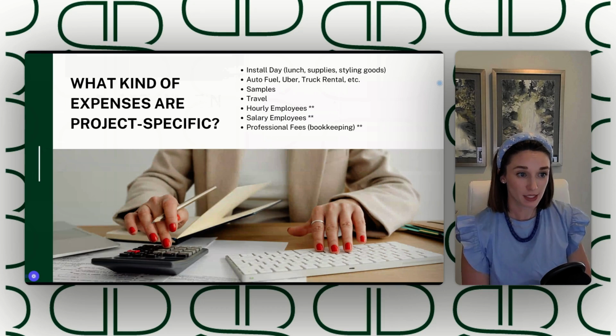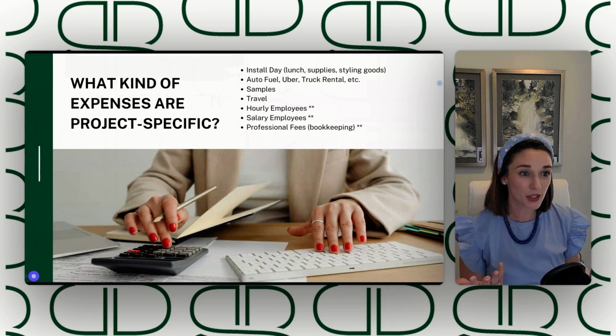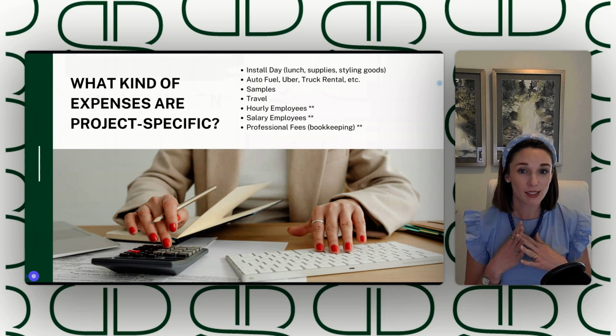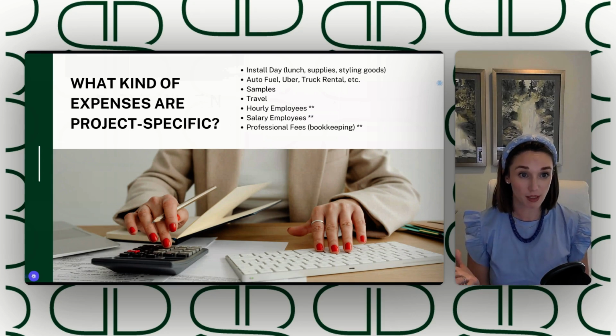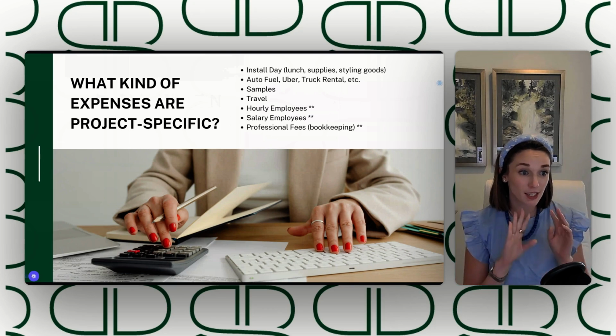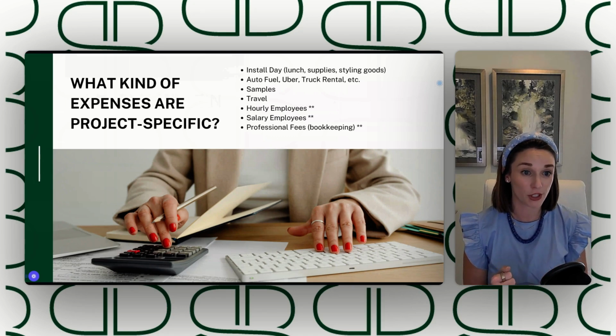So what kind of expenses are project specific? We get this a lot, because how do you even know? What does that entail? There are things like anything related to that project's install day. This could be lunch, supplies like picture hanging supplies, styling goods like the lemons that you're putting on the kitchen counter, the wine glasses that you're setting in the china cabinet, those sorts of things that maybe you're buying to spice up your install day and make it really special for your client.